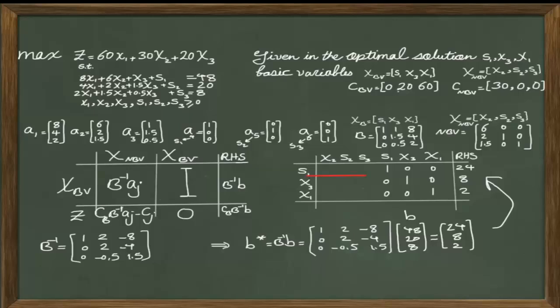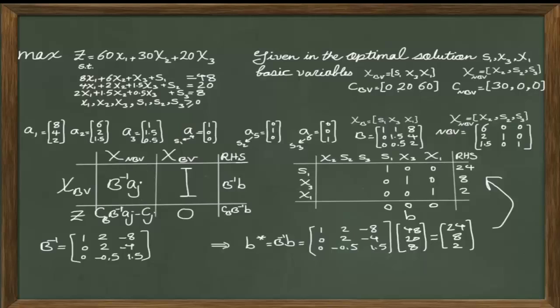We know that for S1 and S1, we have to get 1, and everything else in this column must be 0, including the coefficient in the row of Z. Same applies for X3, so X3 and X3 should be 1, and everything else in this column should be 0, including the row of Z. Also, X1 and X1 should be 1, and everything else in this column should be 0, including the row of Z. But for finding the coefficient of non-basic variables, here I have to use this equation, which is B inverse AJ.